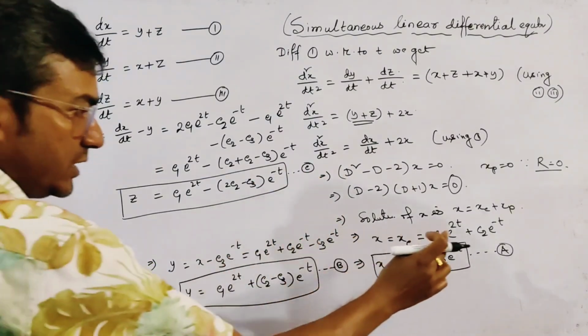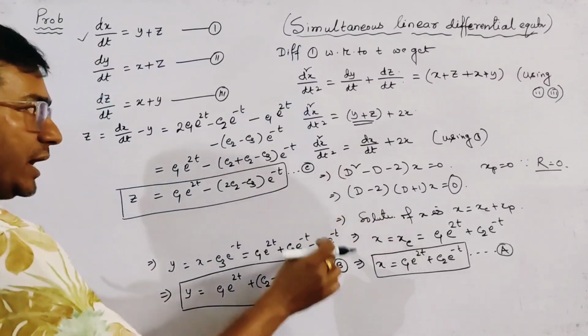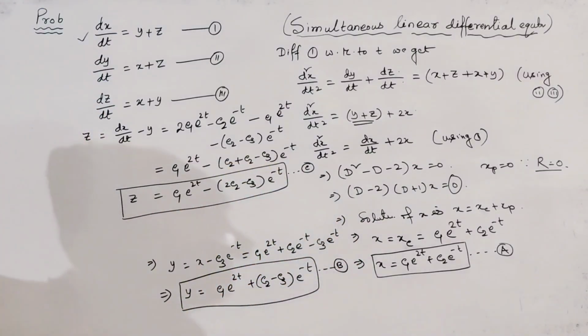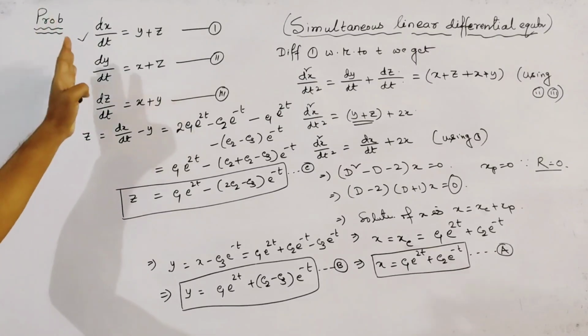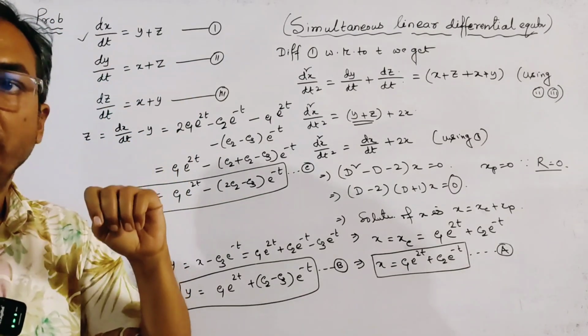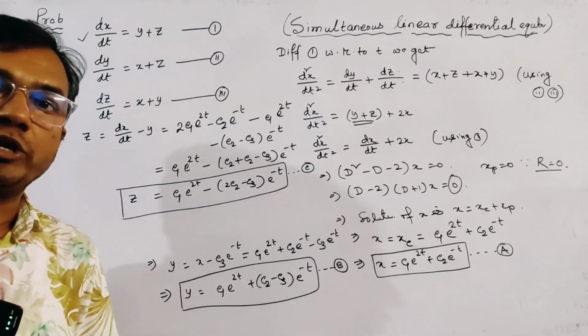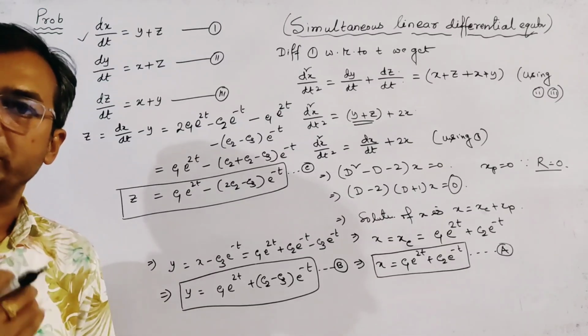Now relation A, relation B and relation C together represent the complete solution of this simultaneous equation. Very interesting and important problem of simultaneous equations, right?